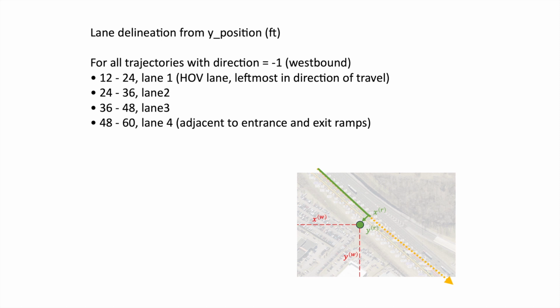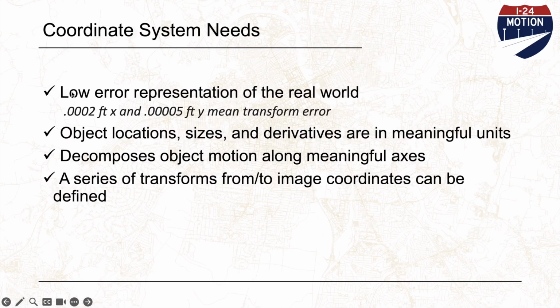Okay, so using those transforms, we're able to achieve a low error representation of the real world. We can take a point in our roadway coordinate system, find the corresponding point in image space, and then transform that point back into the roadway coordinate system. And we have less than a thousandth of a foot of error on average. Our object locations and sizes and derivatives are all in meaningful units. We've decomposed our object motion into meaningful axes, and we can perform a set of transforms that moves between our coordinate systems.